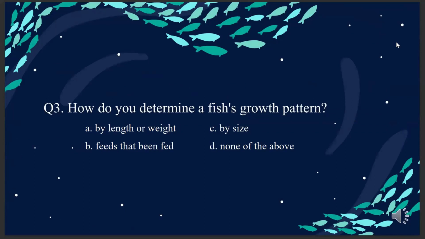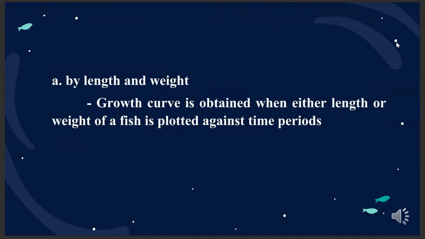Question number 3. How do you determine a fish's growth pattern? A. By length or width. B. Feeds that been fed. C. By size. Or D. None of the above. The answer is A. By length and width. Growth curve is obtained when either length or width of a fish is plotted against time periods.